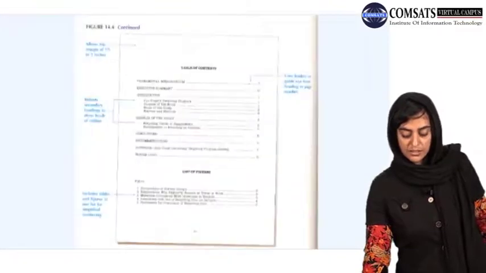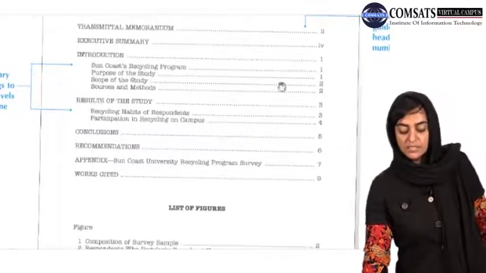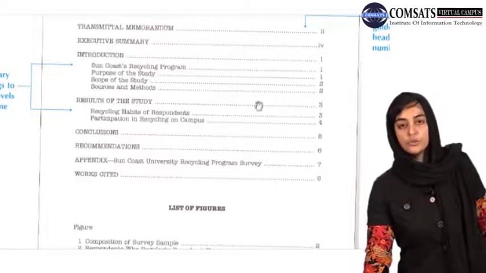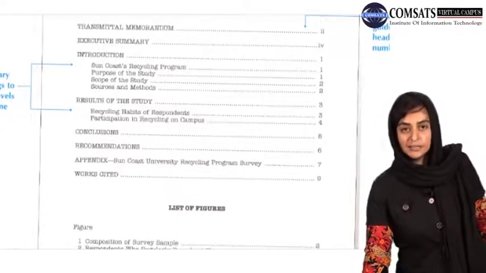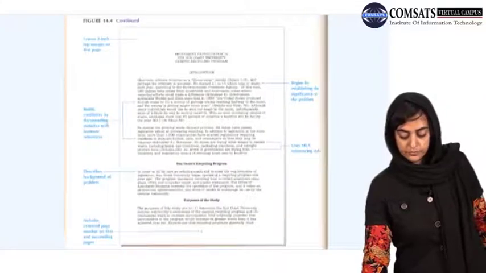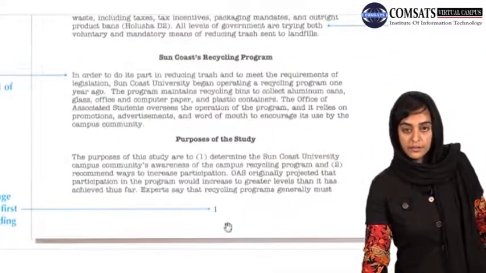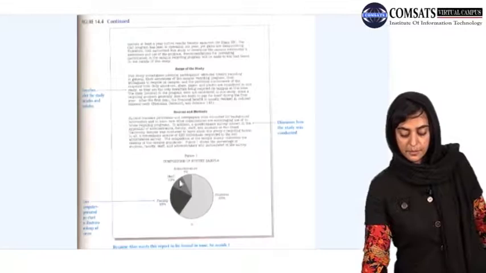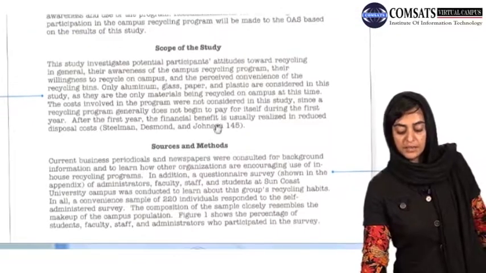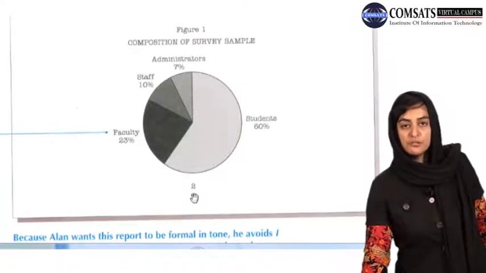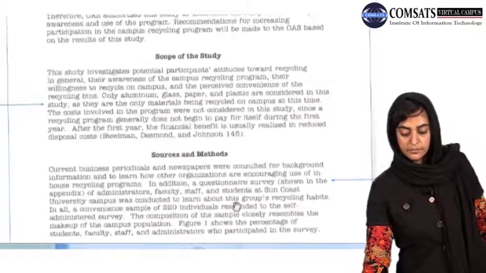Then, dear students, what's next on the table of contents? Here, purpose of the study, page number 1. Scope of the study, page number 2. Sources and methods, page number 2. Let us now move to these parts and have a look whether they are on the same pages as they are mentioned over here in the table of contents. Here, dear students, in front of you, yes, purpose of the study is on page number 1. Next, yes, the scope of the study and sources and methods are on page number 2 as mentioned in the table of contents. Have a look again, page number 2 of the report.